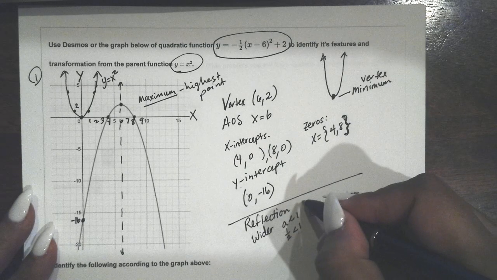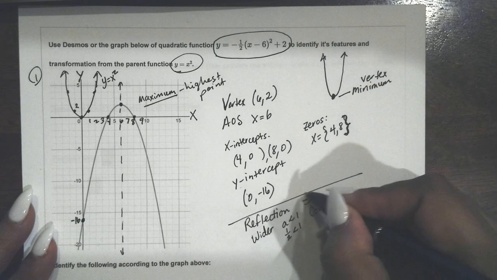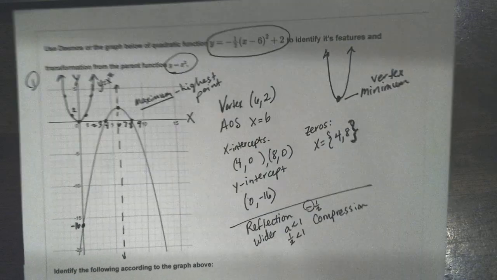And because A is less than 1, so that 1/2 is less than 1, therefore you have a compression. A reflection because you have a negative 1/2. It's because of this negative here. That's why you have a reflection over the x-axis.